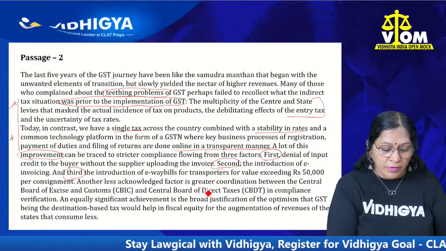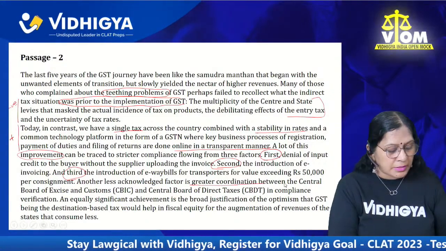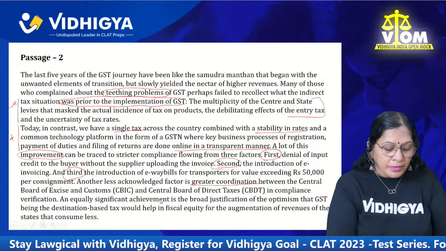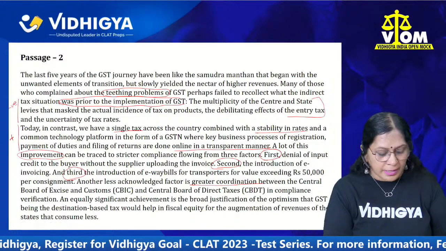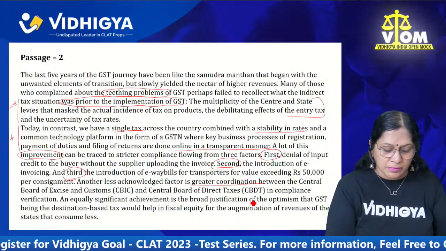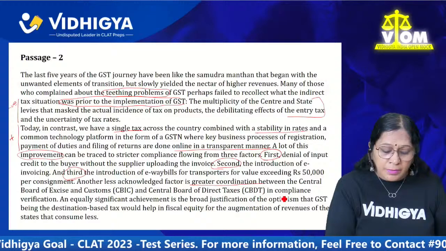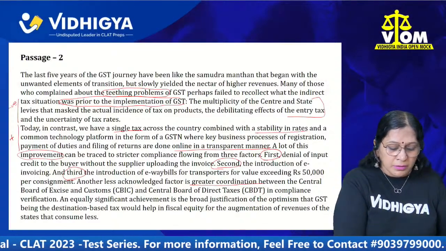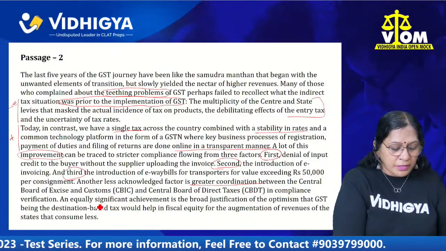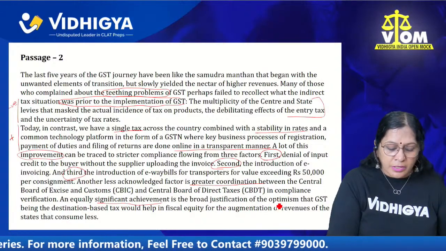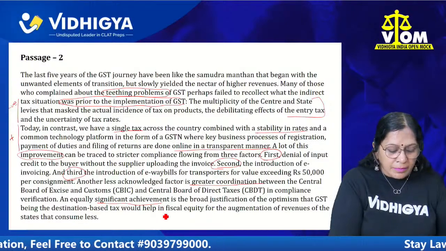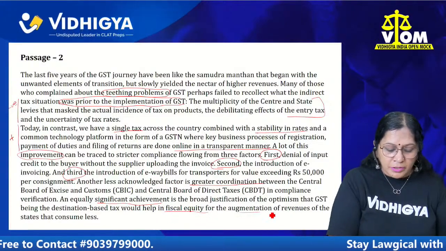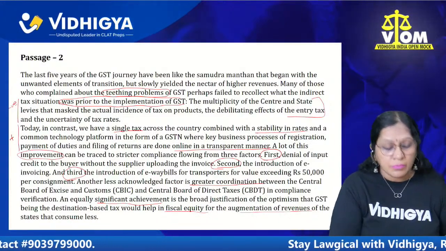Another less acknowledged factor is a greater coordination between the Central Board of Excise and Customs and Central Board of Direct Taxes. So CBIC means indirect taxes and customs also, and CBDT, in compliance verification. An equally significant achievement is the broad justification of the optimism that GST, being the destination-based tax, would help in the fiscal equity for the augmentation of revenues of the states that consume less.